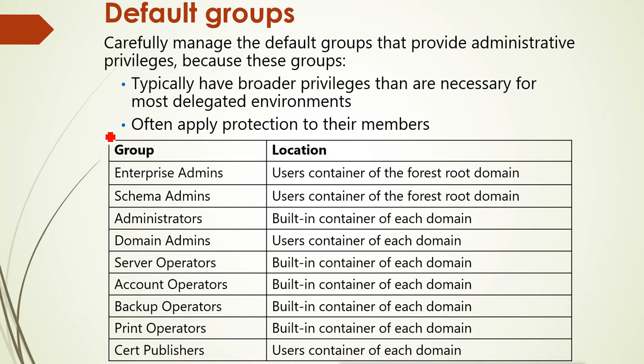For example, we have the enterprise admin group. This user is contained in a container of the forest root domain. That means the member of this enterprise admin group can give the permission to the entire forest and root domain. Then schema admin, this user is also in the container of the forest root domain. That means this comes with the Active Directory, and the members of this group can have permission on the Active Directory schema of the forest.